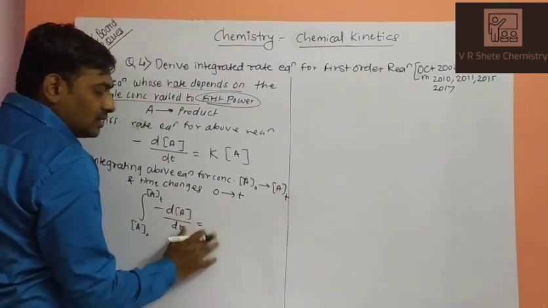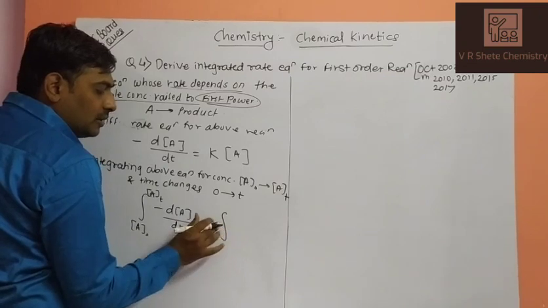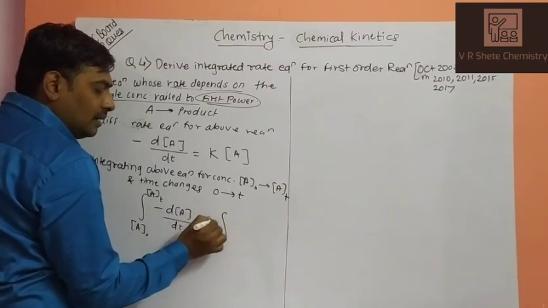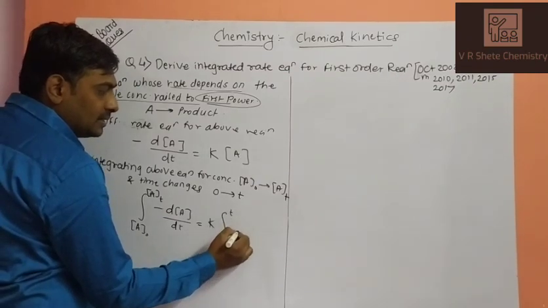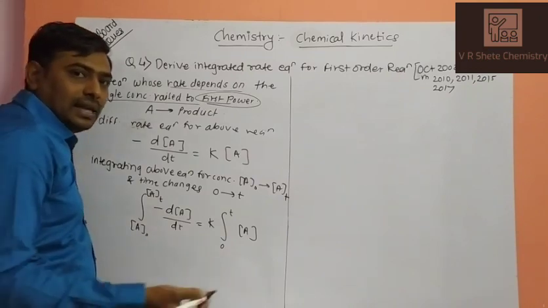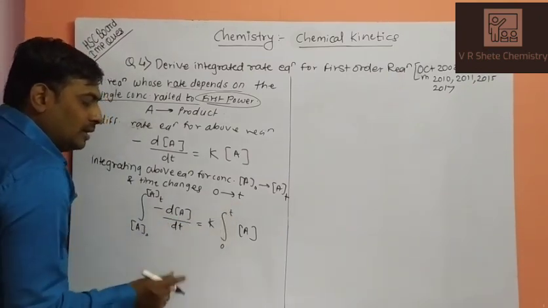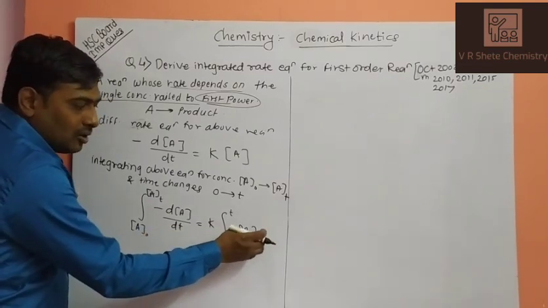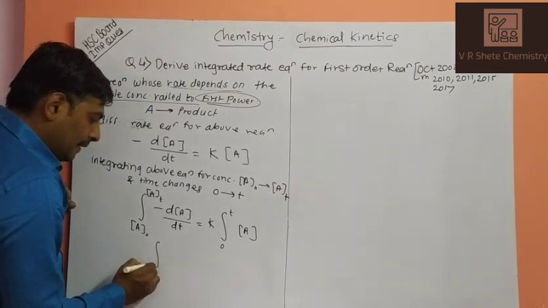So we are removing this constant from integration. K is a constant, it will not come inside the integration. So we are writing k outside the integration. Time changes 0 to t, and the same terms are collected on the same side. The time term should be here, the concentration term should be here. So rearrange this equation, what will we get?